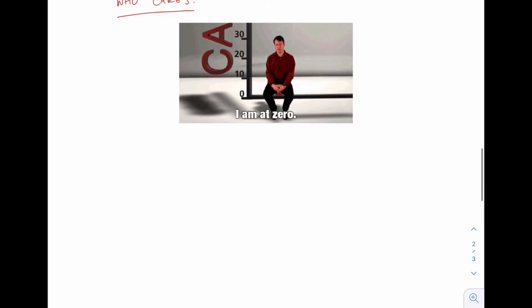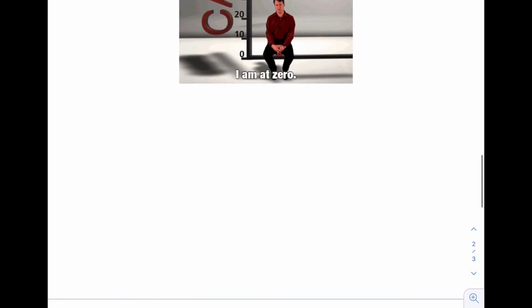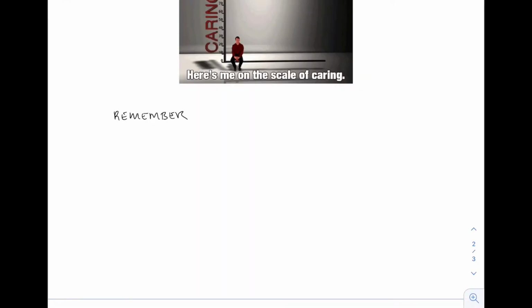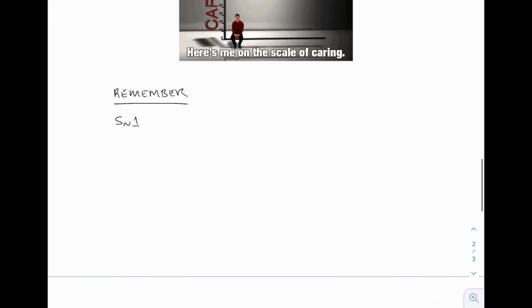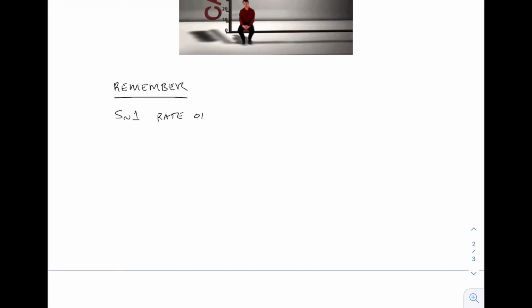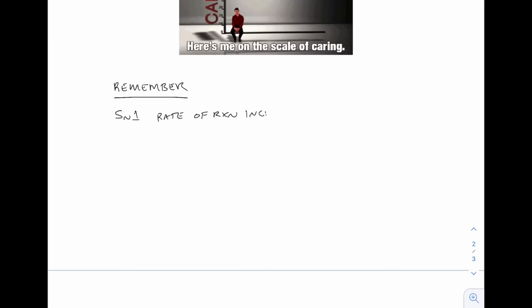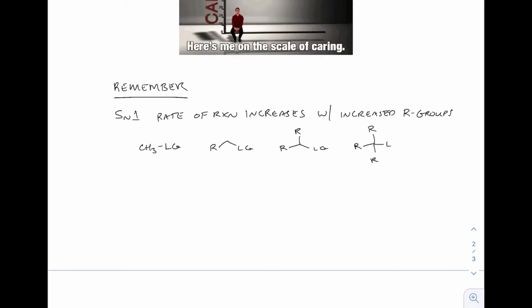So let's think about what we've talked about. We've talked about basically carbocation stability. Before that was SN1 mechanisms, and before that was SN2, right? So SN1, remember, has the 2-step process where we get the carbocation intermediate. So the SN1 rate of reaction increases with increased number of R groups, right? And so why would that be? Interesting. Well, that was kind of a similar thought process for the carbocations, right?